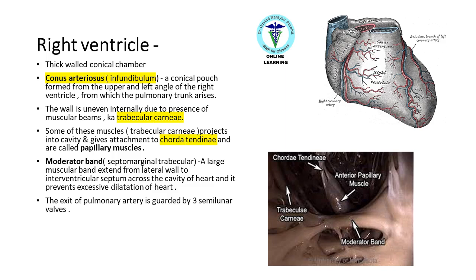The right ventricle is a thick-walled conical chamber. It contains the conus arteriosus, a pouch that funnels blood into the pulmonary trunk. The trabeculae carneae and moderator band are key muscular structures here, aiding in efficient blood flow.